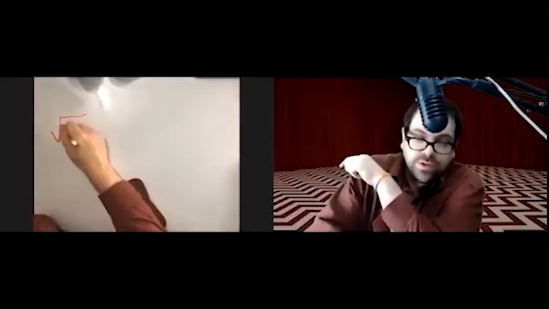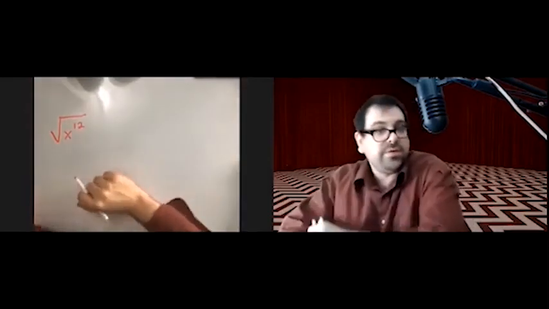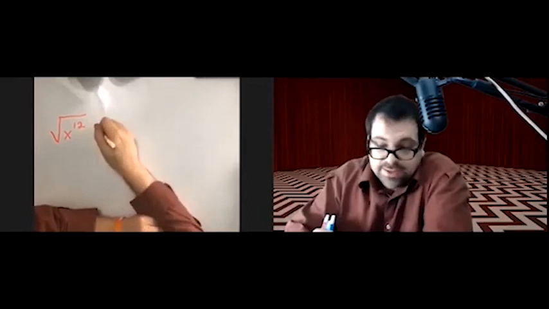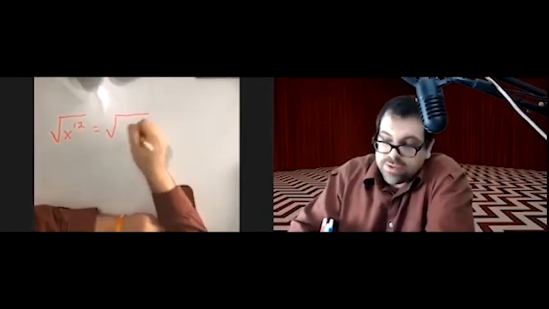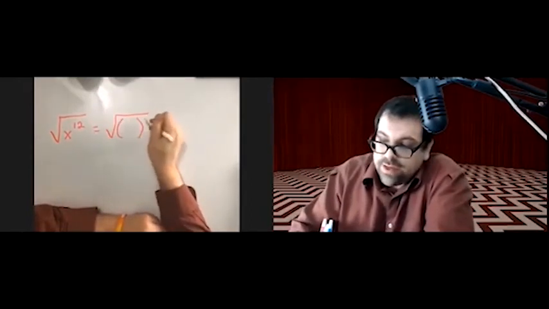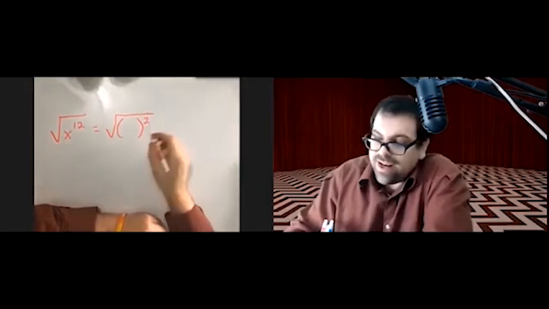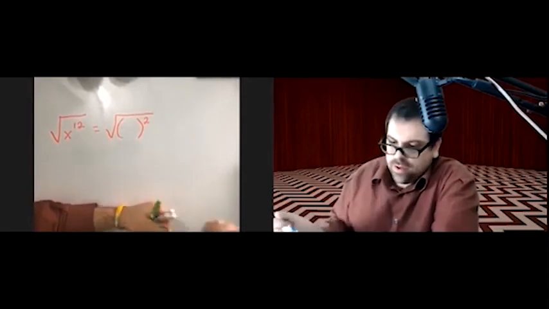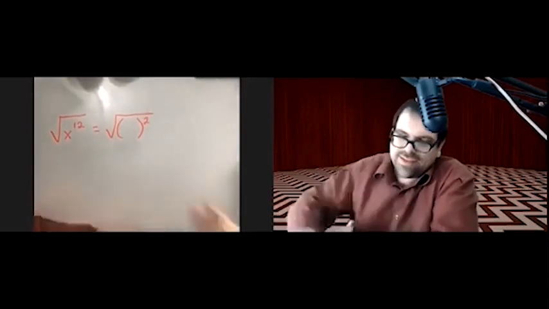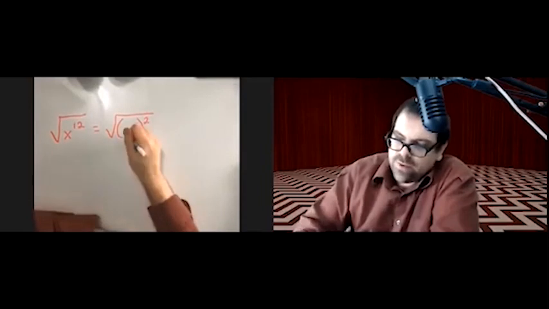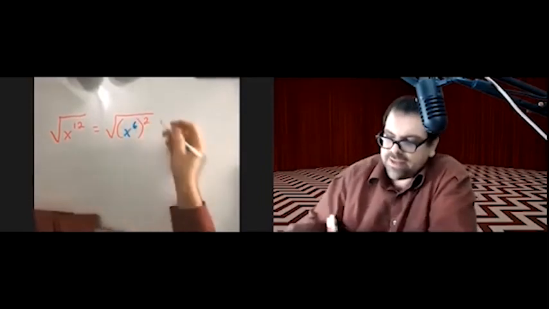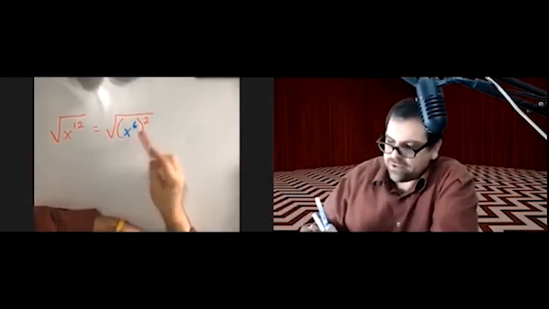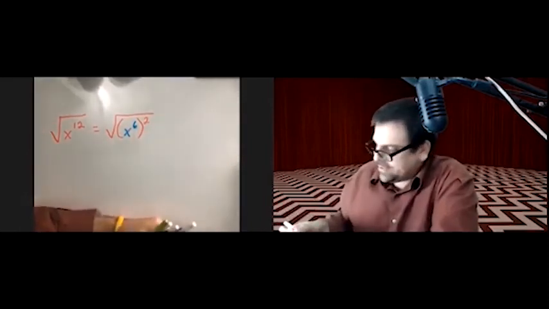The square root of x to the 12th. Well, a square root and a 12th power can't cancel out, but a square root and a second power, they will cancel out. X to the 12th as something squared would have to be x to the 6th squared, because when we multiply the exponents, power to a power, we get x to the 12th.